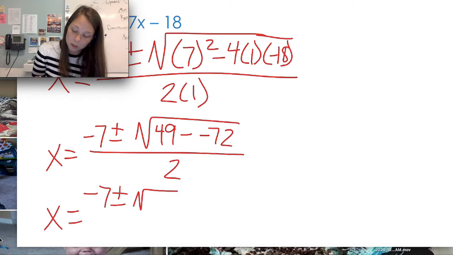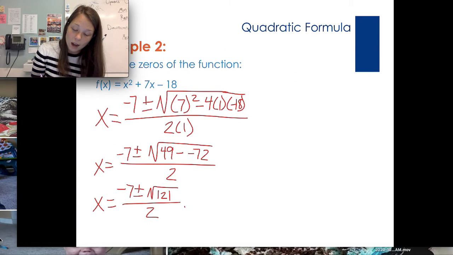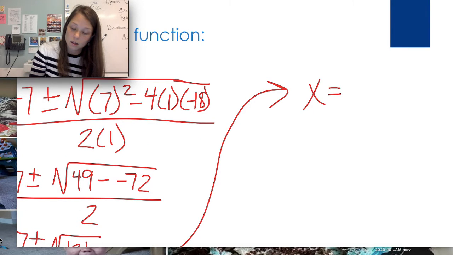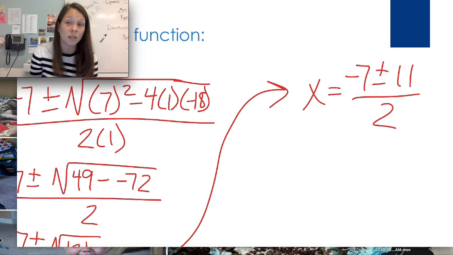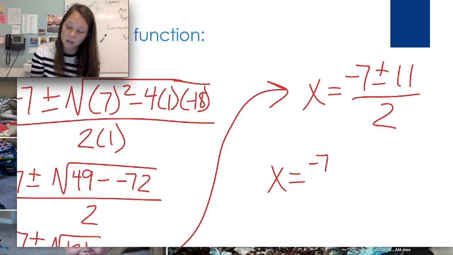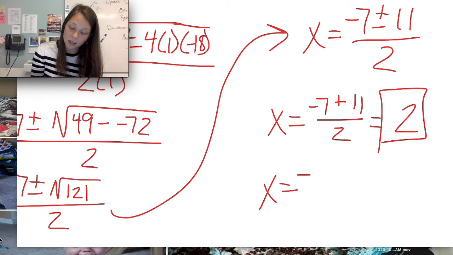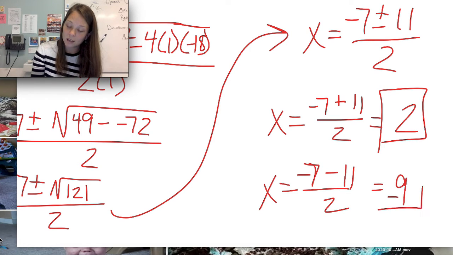So we get negative 7 plus or minus the square root of 121, all divided by 2. Now, the square root of 121 does simplify down. So I have negative 7 plus or minus 11 over 2, because the square root of 121 is 11. So I'm going to get two whole numbered answers here, because I have negative 7 plus 11 divided by 2. Well, that gives me 2. Then I have negative 7 minus 11 divided by 2, and that gives me negative 9.